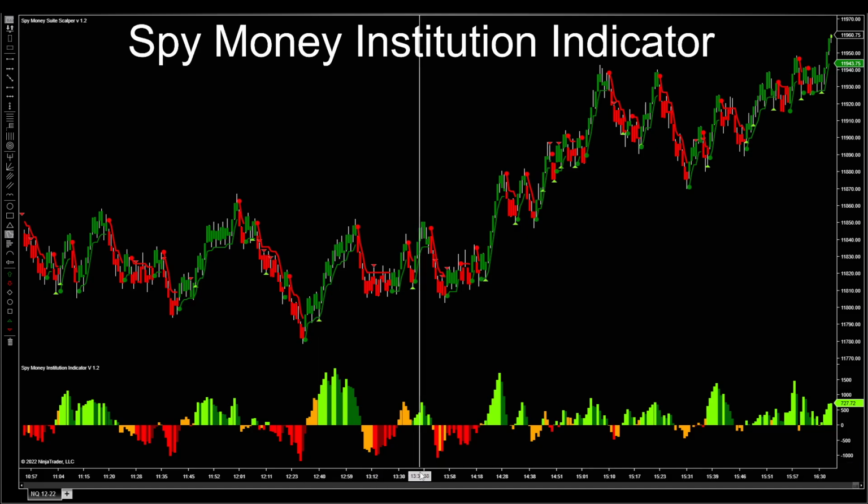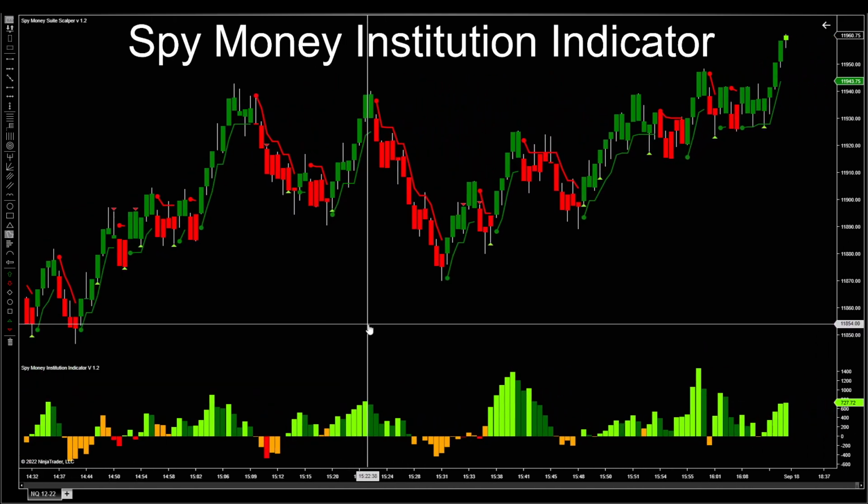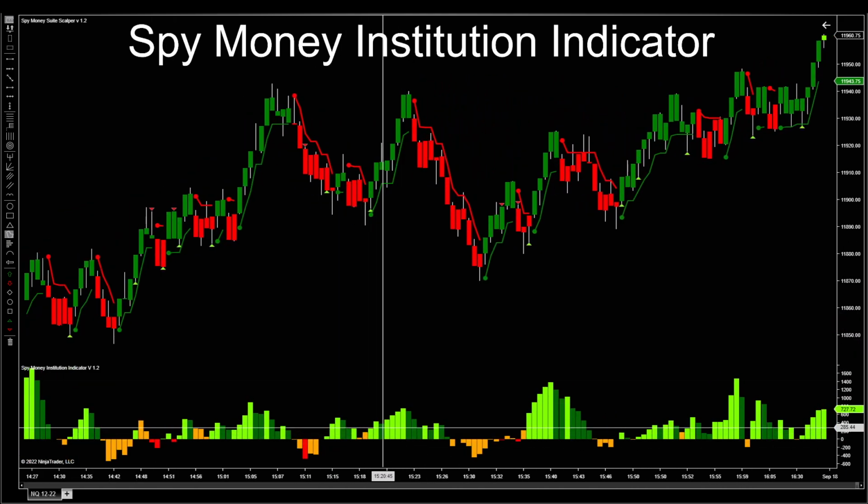Well, I made an indicator a few weeks ago, and it's called the Spy Money Institution Indicator. It comes with the Ninja Suite, and you can't lease or buy it outside of that. It's only in the lease program. And it's on the bottom.